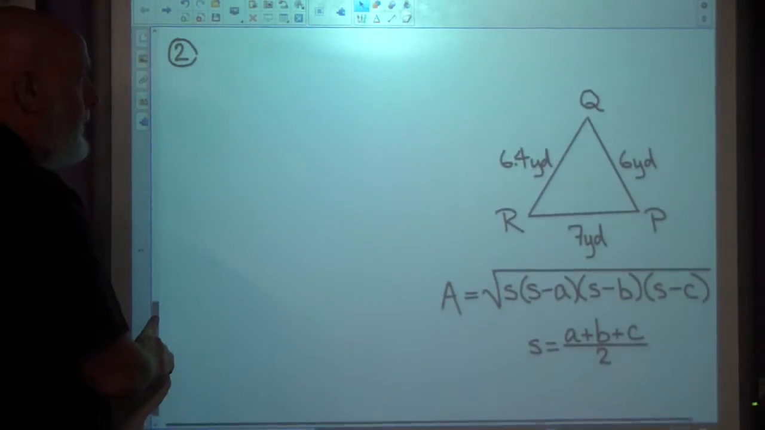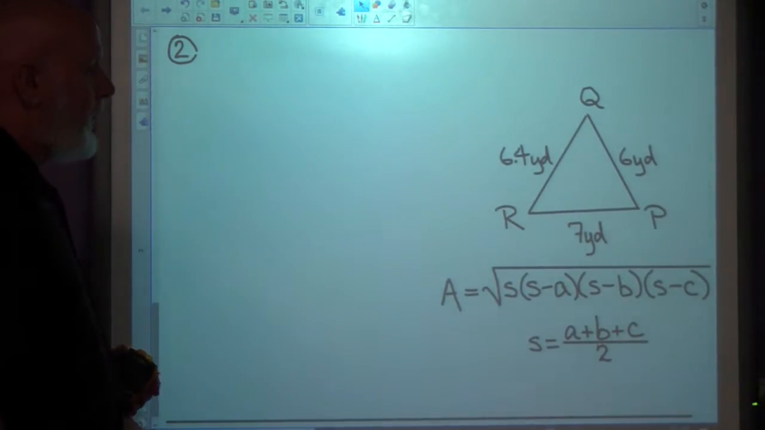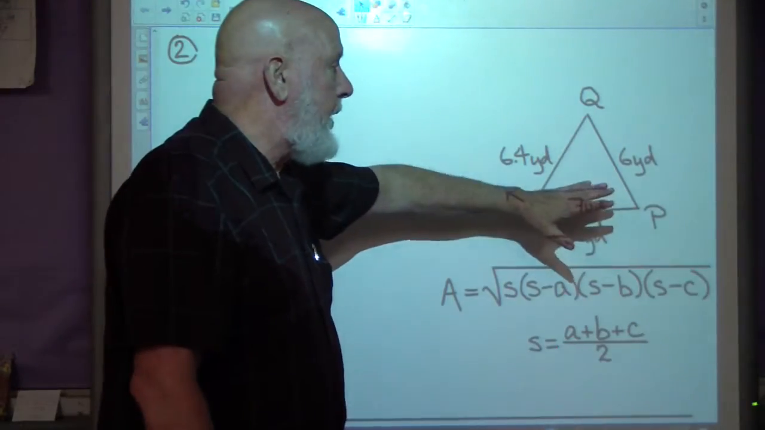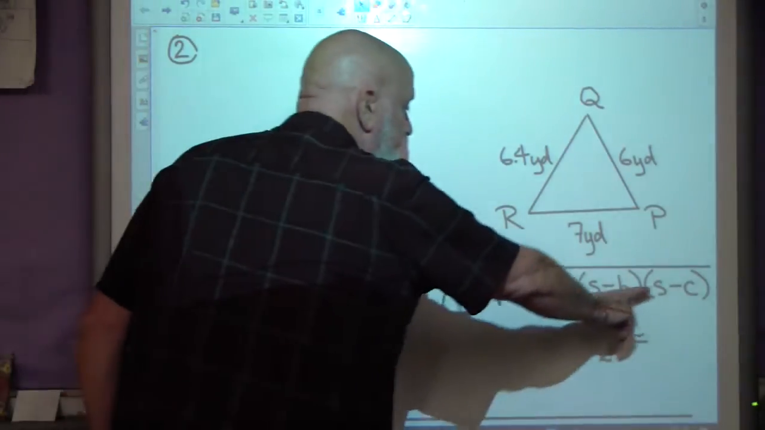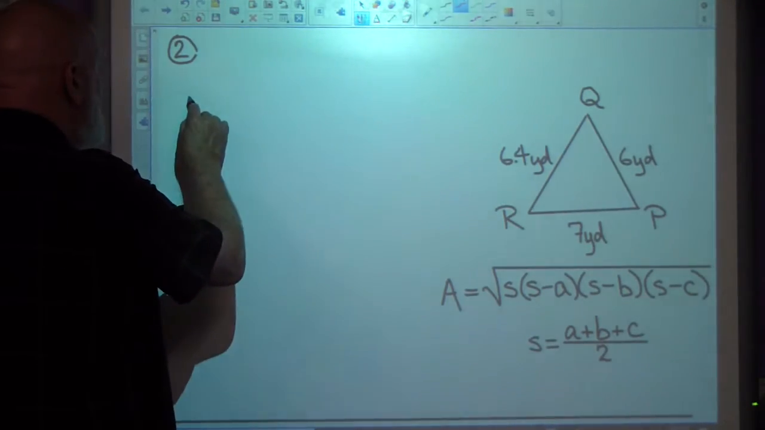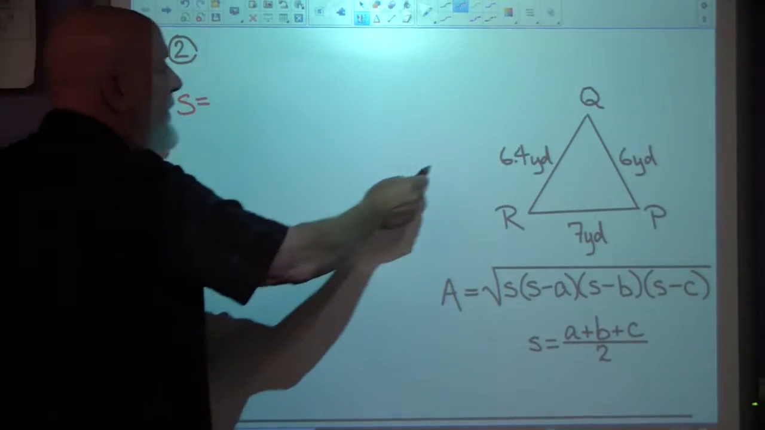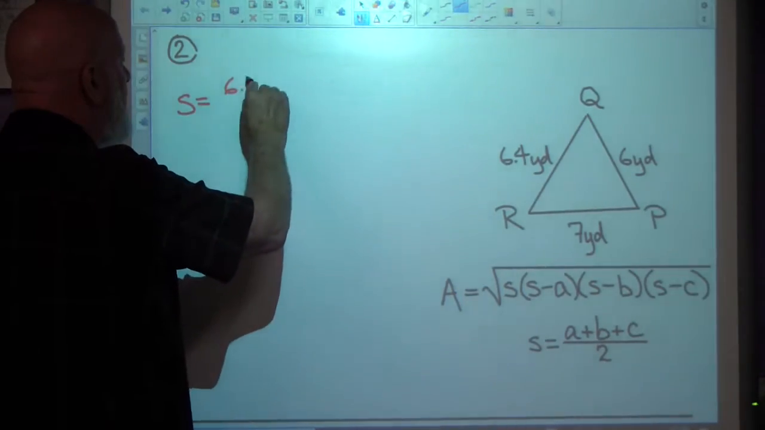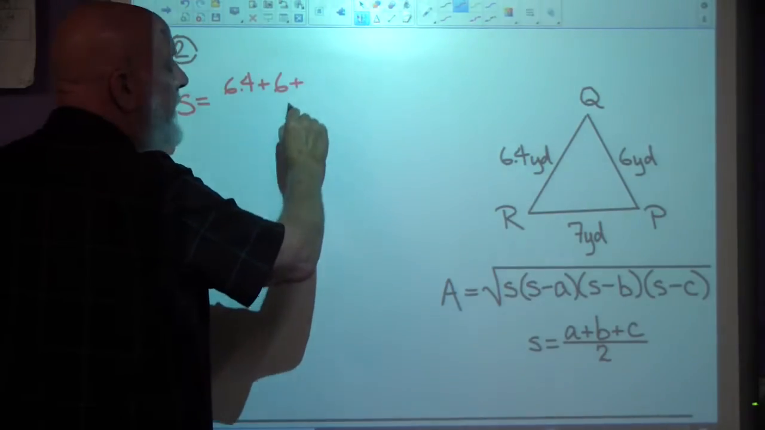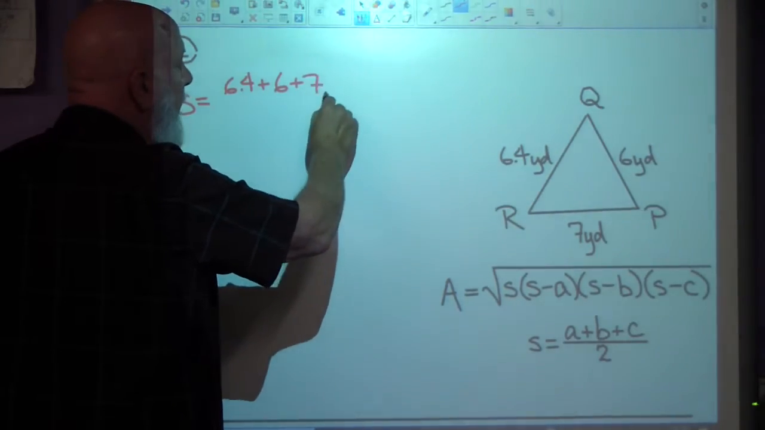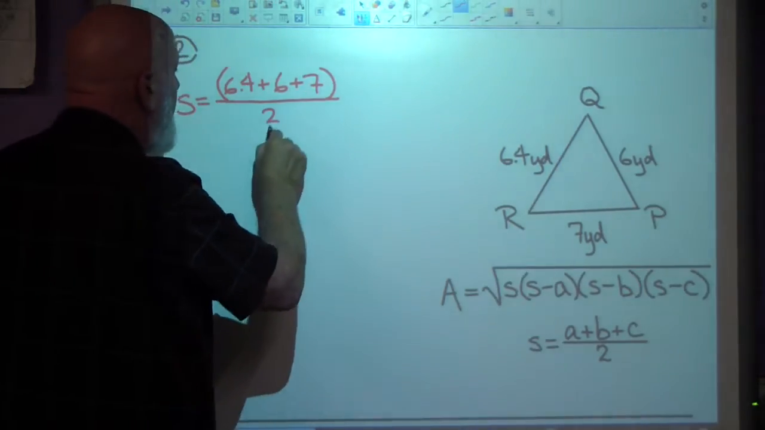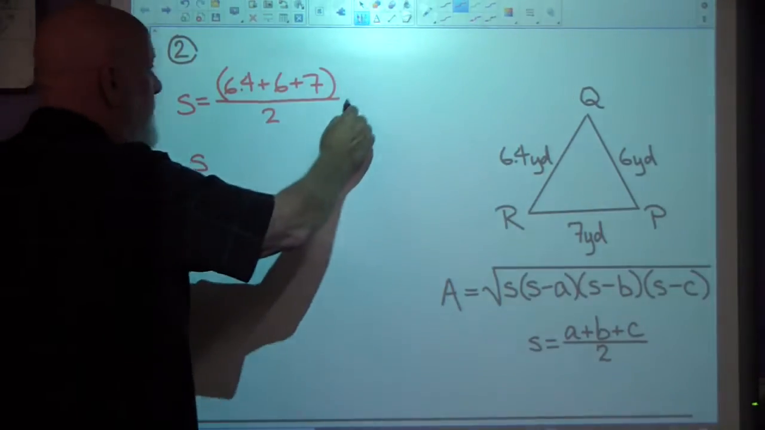Same type of problem. Here we go. First thing I want to do is find S. I'm given a triangle. I want to find the area. I'm going to use Heron's formula. There it is. And here we go. S is the perimeter, 6.4 plus 6, plus 7. I'm going to add all these together and then divide that by 2, and that will give me the value of S.